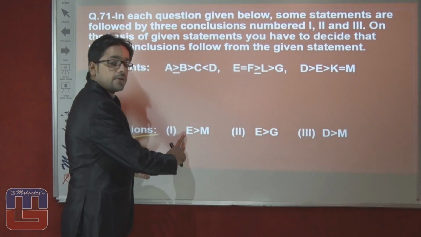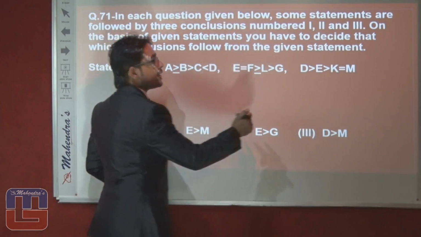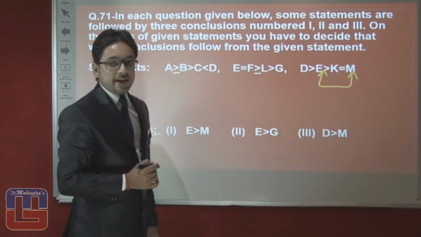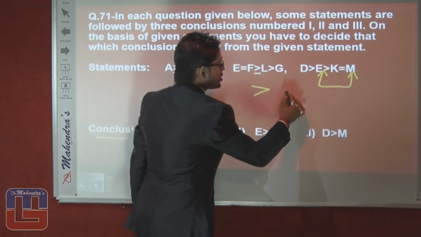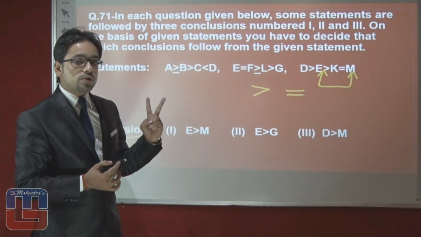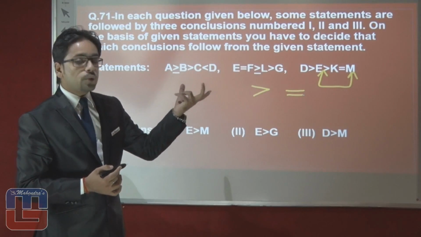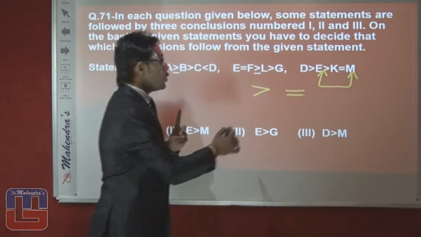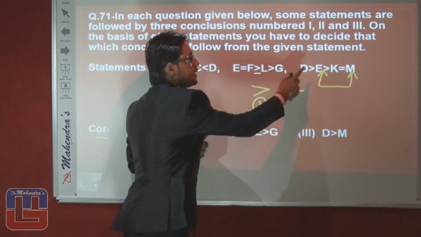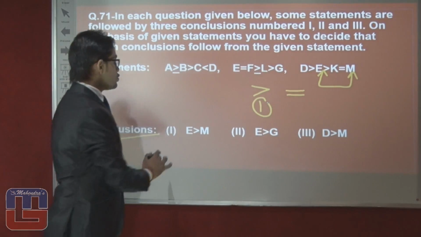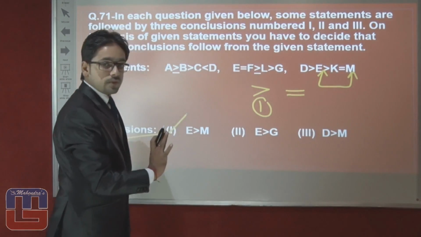The first conclusion wants to know about E and M. You can see here only 2 signs are between E and M. The first one is greater, the second one is equal. Whenever you find only these 2 signs between 2 entities, always give the first priority to greater. So we can say that E is greater than M, which is already written in your conclusion. So the first conclusion is true.